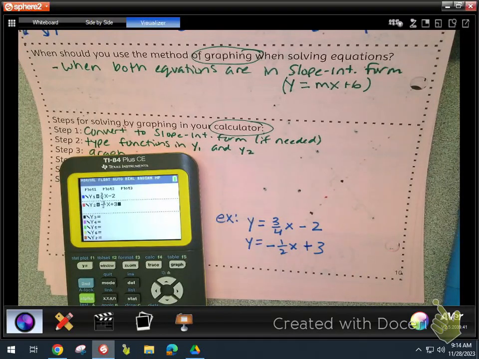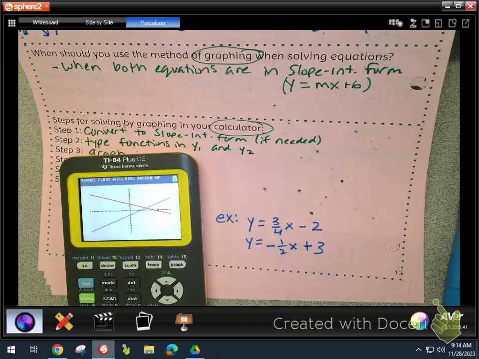And then we want to hit graph after that, and look at the graph. When you look at your graph, you should have a picture of one of the 3 options that we drew above. You're either going to have lines that cross, lines that are parallel, or the exact same line. With the colored calculators, it's really nice because you'll see one's blue, one's red. So I can tell right now that these lines are going to have how many solutions? 1, because they cross at 1 point. Again, that's our most common case.